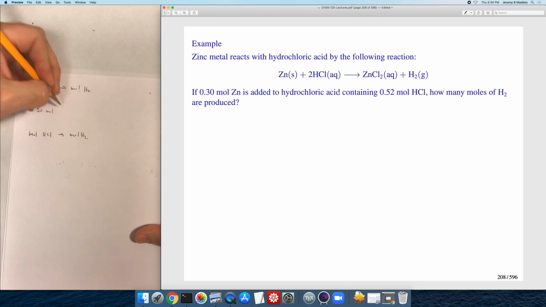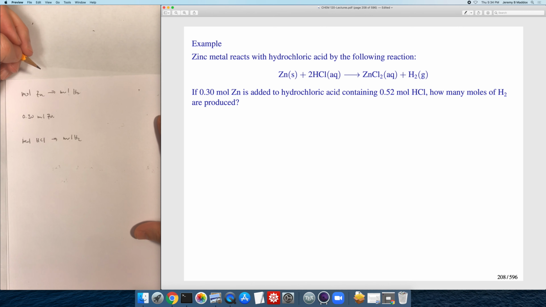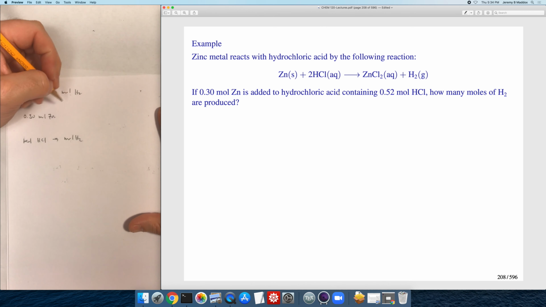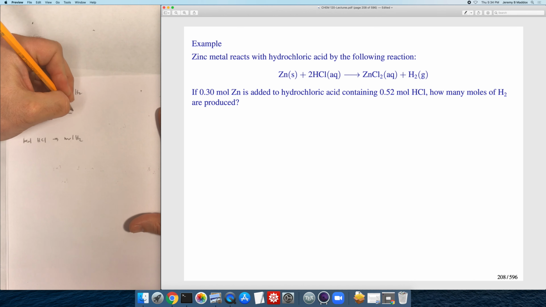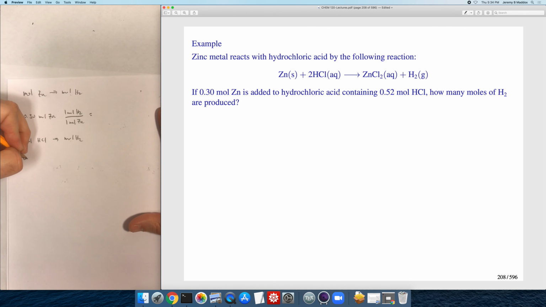0.30 moles of zinc. We use the stoichiometric coefficients to convert from moles of zinc to moles of hydrogen. It's a 1-to-1 ratio. So 1 mole of hydrogen for every 1 mole of zinc that reacts. That's going to give us our number. And I'll set up the HCl calculation as well.